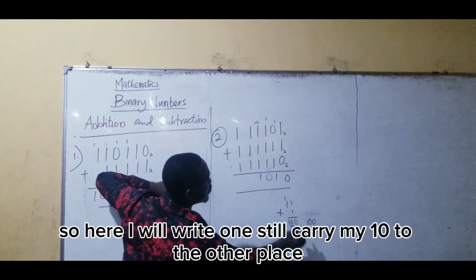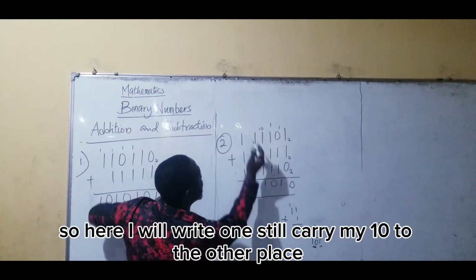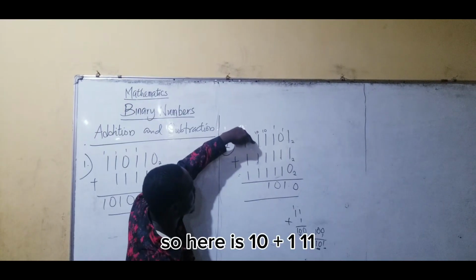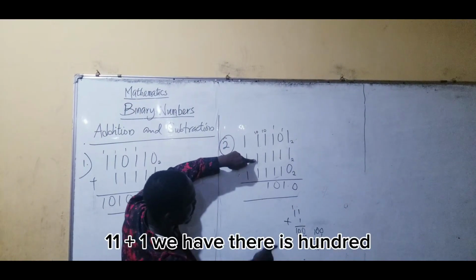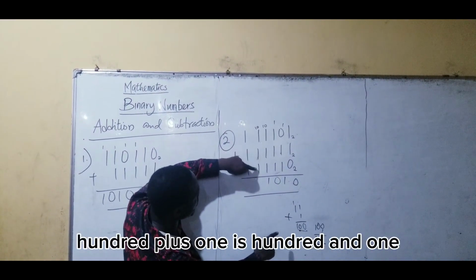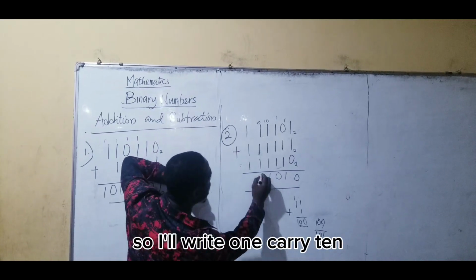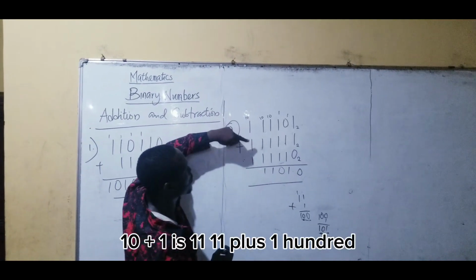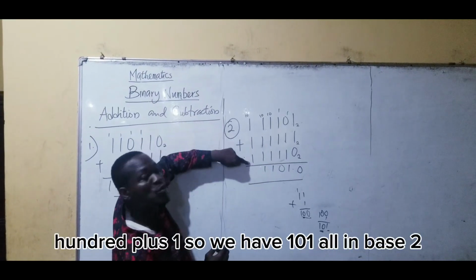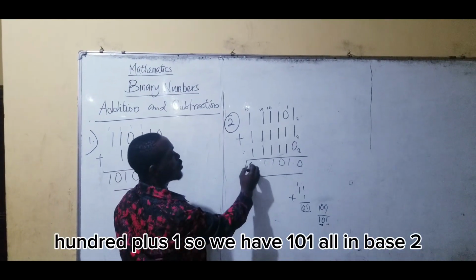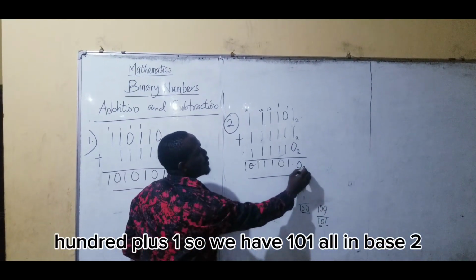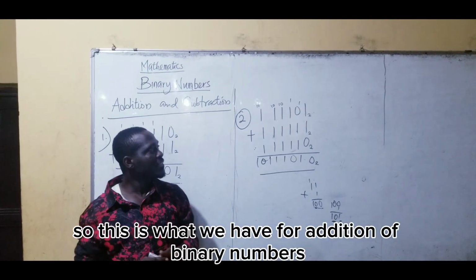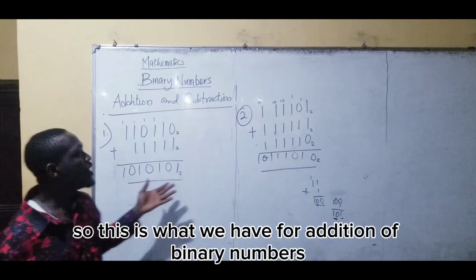So here I will write 1, still carry my 10 to the other place. So here is 10 plus 1, 11. 11 plus 1, we have 100. 100 plus 1 is 101. So I will write 1, carry 10. 10 plus 1 is 11. 11 plus 1, 100. 100 plus 1. So we have 101 all in base 2. So this is what we have for addition of binary numbers.